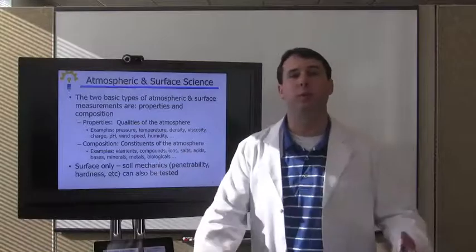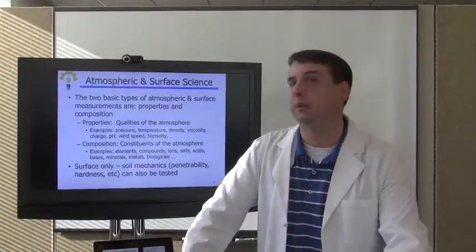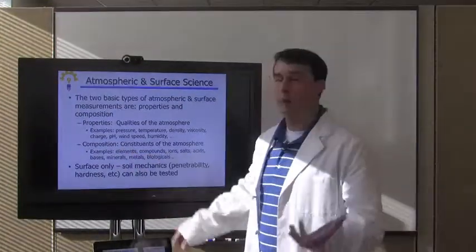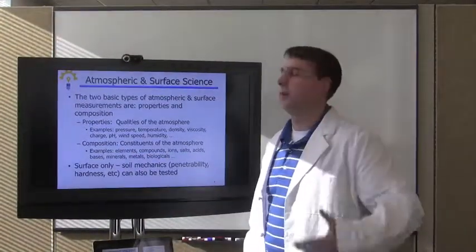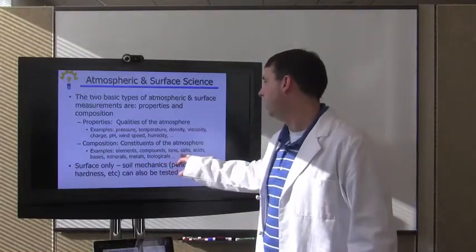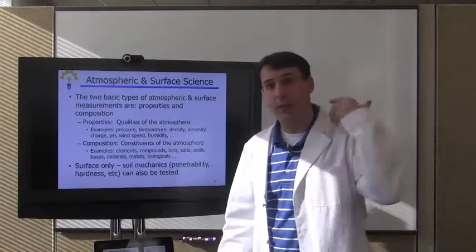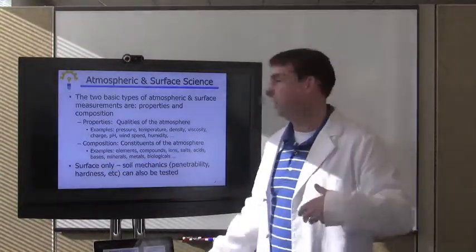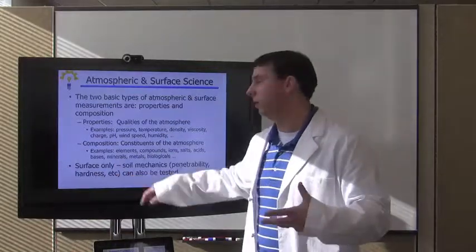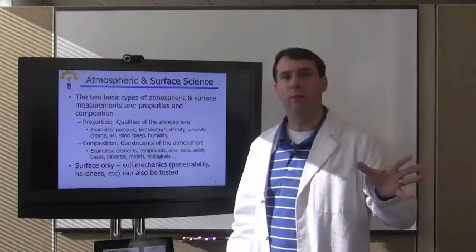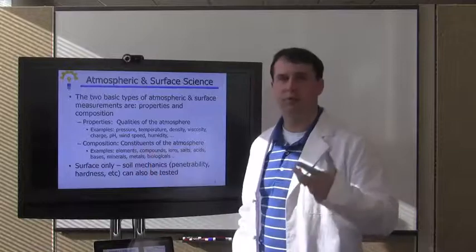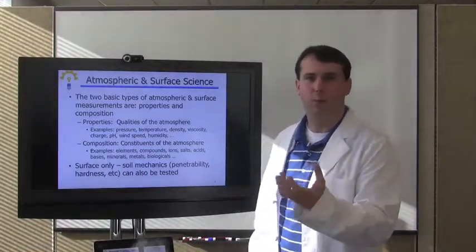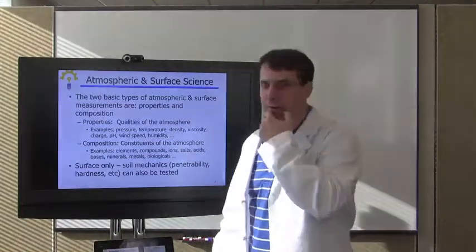Composition is the constituents of what you're looking at, the constituents of the atmosphere or the constituents of the surface. What are the elements that are in there? Sometimes you'll look at compounds or ions or salts, or if you look for biologicals, that's a specialized thing. You can look for amino acids, acids, bases, minerals, metals. Those are the kinds of things you can look for with composition. What makes up this soil? What makes up this ice? Or what makes up this atmosphere? That's what you're looking for with composition.